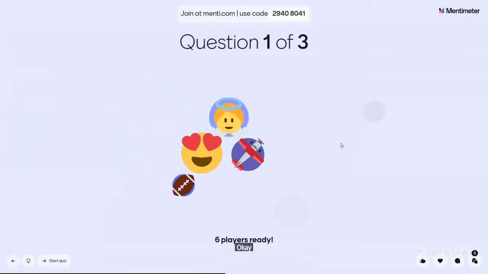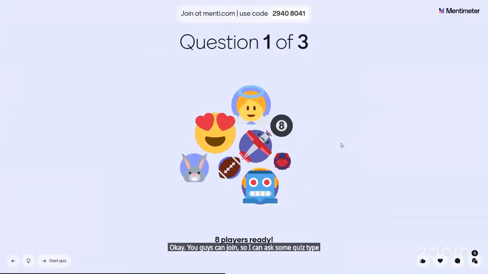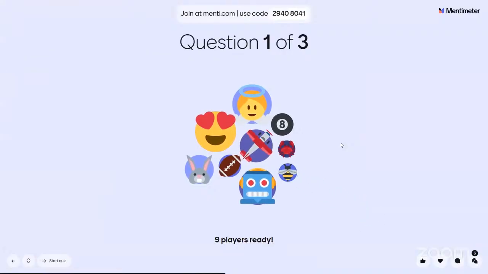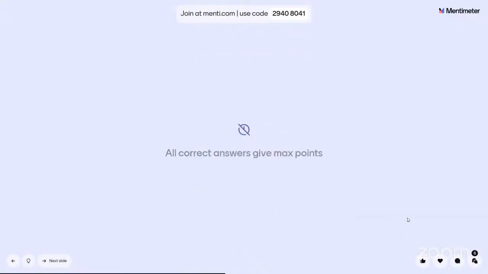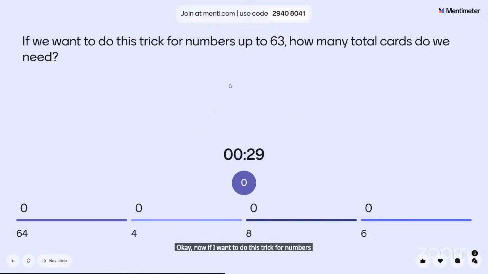Okay, you guys can join so I can ask some quiz type of questions. Now if I want to do this trick for numbers for 64 cards, like 0 to 63, then how many total cards do we need in this?